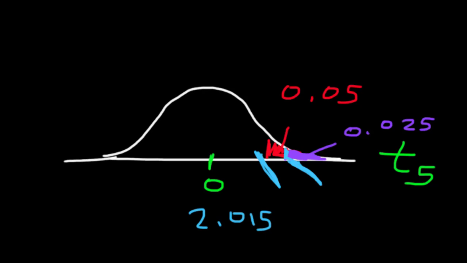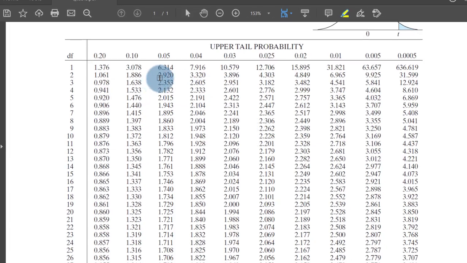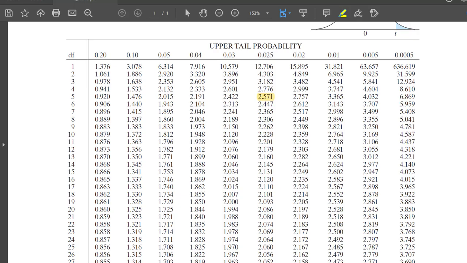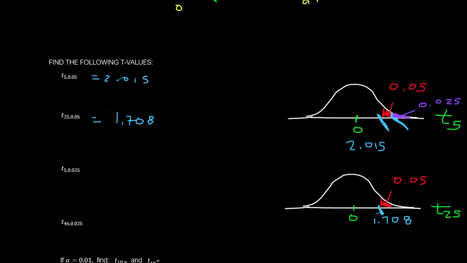We want to go to 5 degrees of freedom with 0.025. Okay, 5 degrees of freedom and 0.025 is right here. Okay, so that is our tick mark solution, 2.571. Hopefully that makes sense, that that's going to be a bigger number than our answer from part A there.